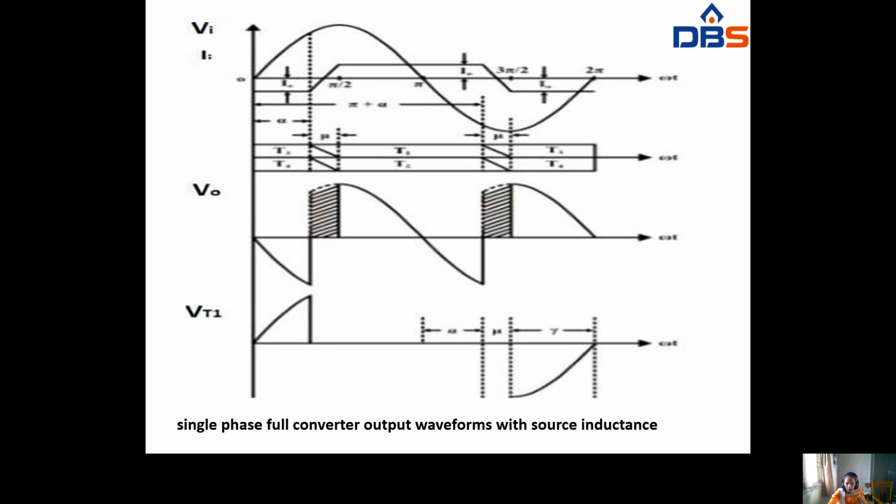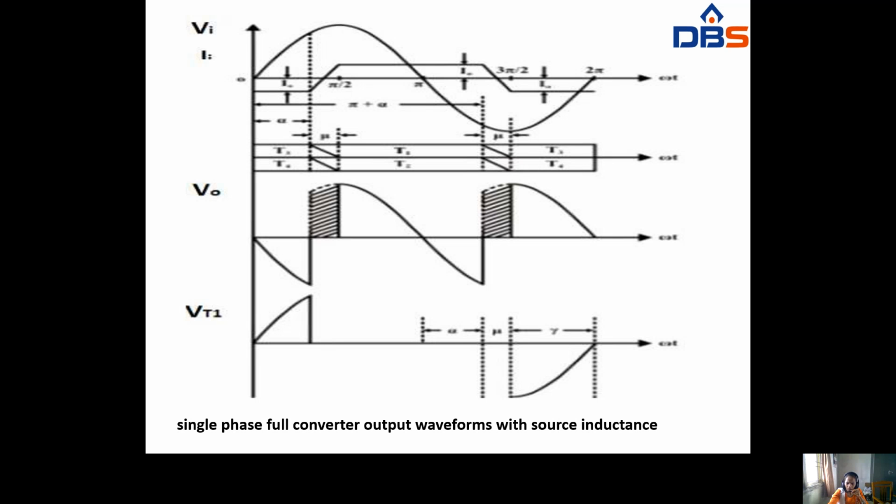So these are the input waveforms, voltage Vi and input current Ii. Here the ripple of the output current will be negligible. At starting T3 and T4 will be conducting, and at omega t equal to alpha, T1 and T2 will conduct, with the source inductance there. Here T1 and T2 will be conducting, after that again T3 and T4. Here the overlapping angle mu will be there. So due to source inductance, overlapping will be there.